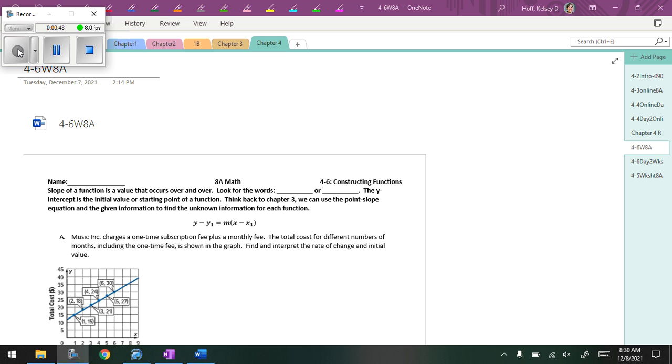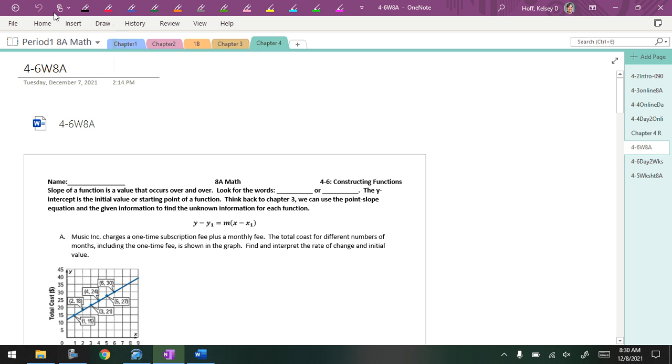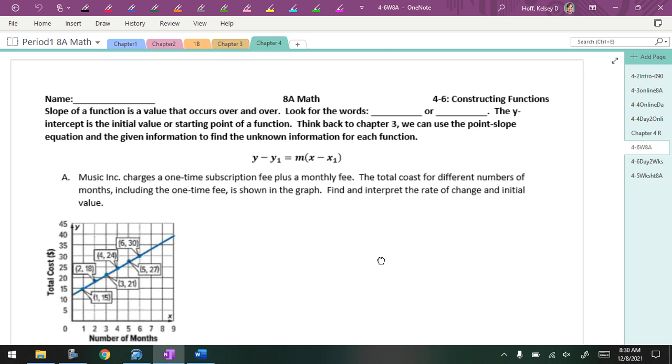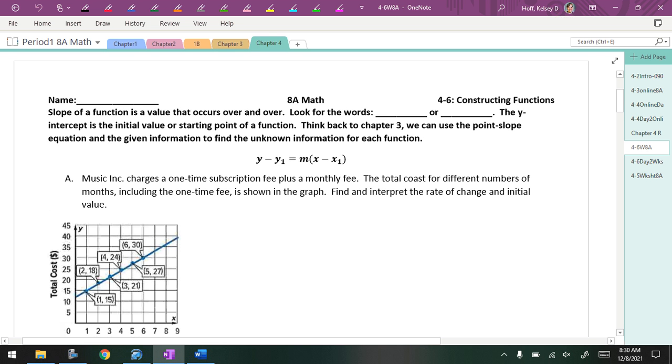Okay, today we are going to connect chapter 4, functions, and finding slopes and y-intercepts from sentences into what we learned in chapter 3. So here we go. The slope of a function is the value that occurs over and over and over. We look for the words per or each. Per or each indicate your slope. Your y-intercept is the initial value or the starting point of the function.